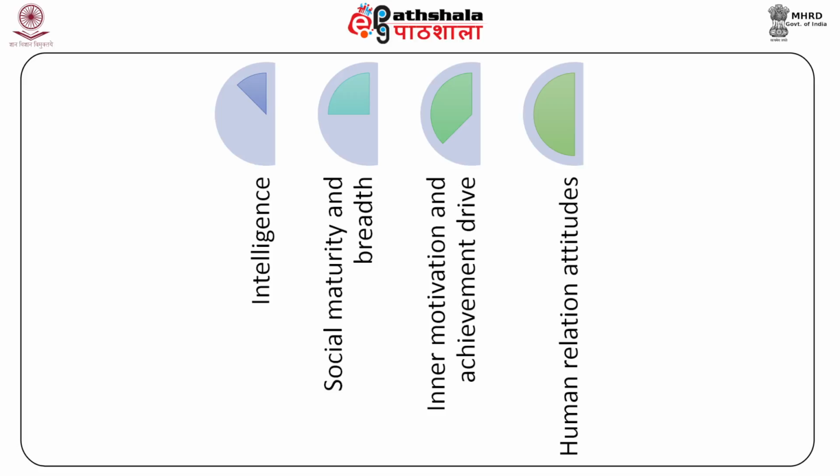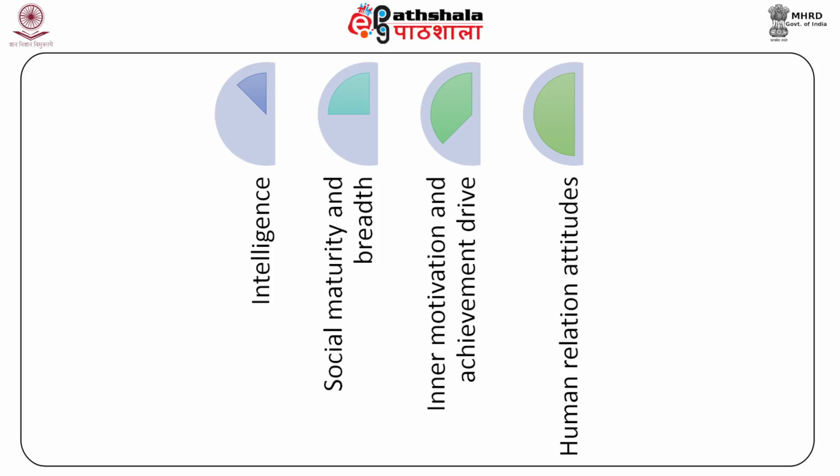First, intelligence. Leaders are supposed to have more intelligence and knowledge than their followers. Second, social maturity and breadth. Leaders are quite mature than their followers. They have a very high frustration tolerance as they are not easily pulled down by defeat nor do they become overly jubilant on their success. Also for them, the interest of the group or the organization is more important than their personal interest.